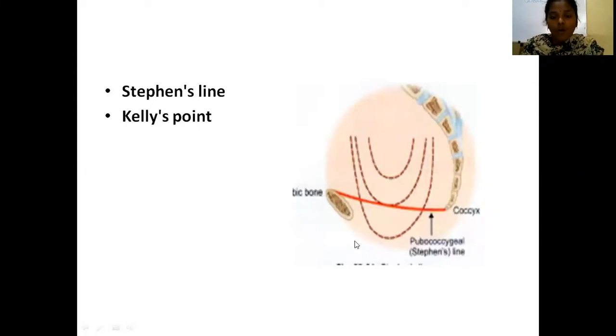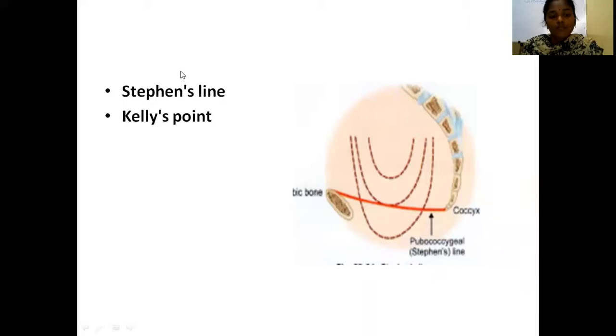Okay. So how to read an invertogram? If the distal rectal pouch is above the level of the pubococcygeal line, it indicates high anorectal malformation. If it is at the level of the pubococcygeal line, it indicates intermediate anorectal malformation. If it is below the level of the pubococcygeal line, then it indicates low anorectal malformation. So in an invertogram, you have to learn about 2 points: Kelly's point at the level of the ischial spines, and Stephen's line, which connects the pubis and the coccyx, the pubococcygeal line.